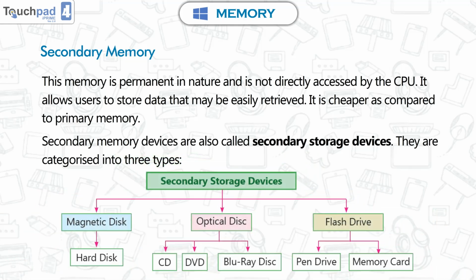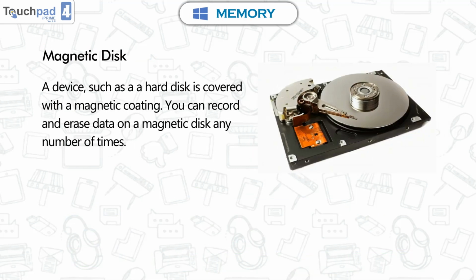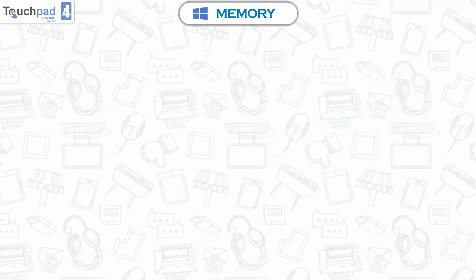Secondary storage devices: magnetic disk, optical disk, flash drive. Magnetic disk, hard disk. Optical disk, CD, DVD, Blu-ray disc. Flash drive, pen drive, memory card. Magnetic disk. A device such as a hard disk is covered with a magnetic coating. You can record and erase data on a magnetic disk any number of times.